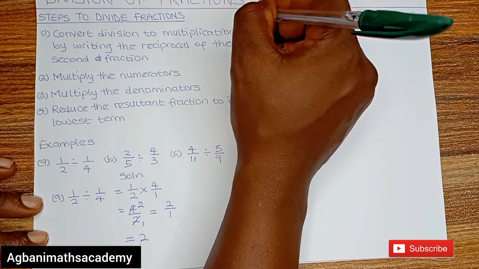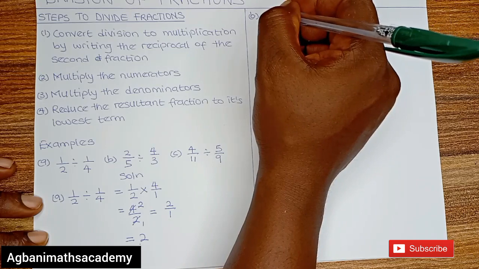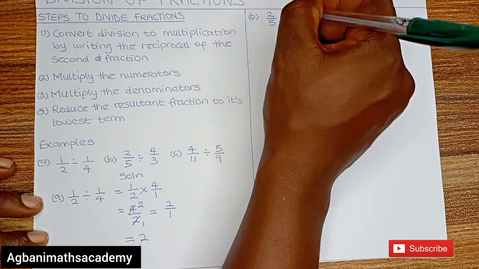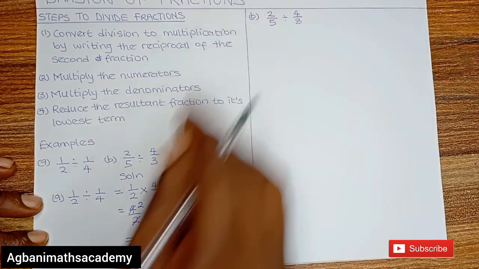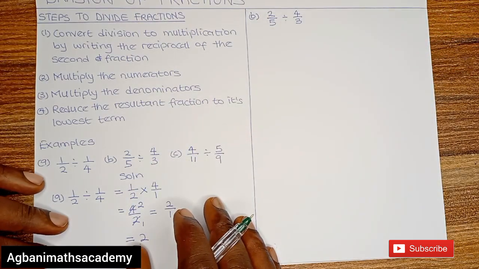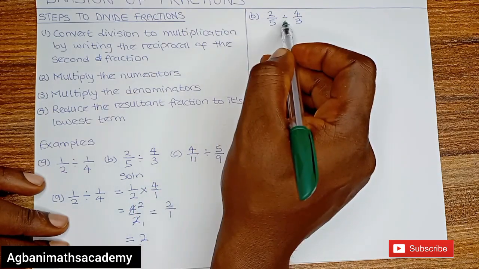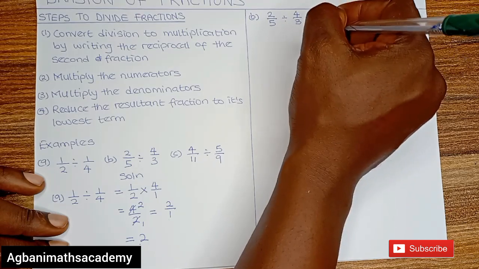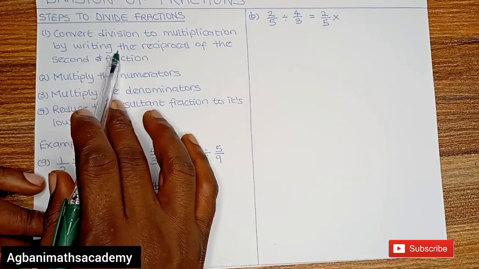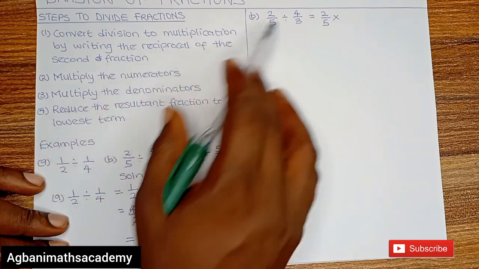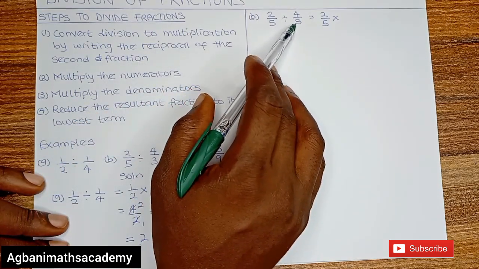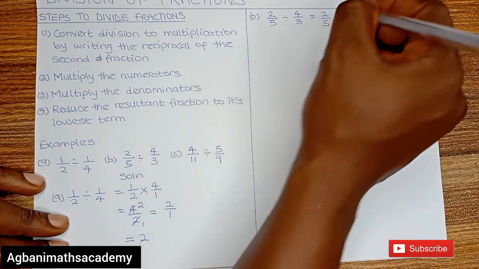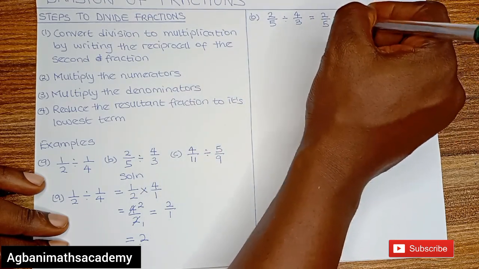The second example, B, we have 2 all over 5 divided by 4 all over 3. So we are still going to follow these four simple steps. The first step says convert division to multiplication. So we have 2 all over 5 multiplied by writing the reciprocal of the second fraction. So 4 all over 3 will become 3 all over 4. The denominator becomes numerator and the numerator becomes denominator. So we have 3 all over 4.